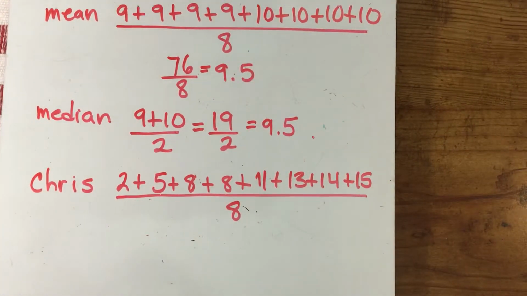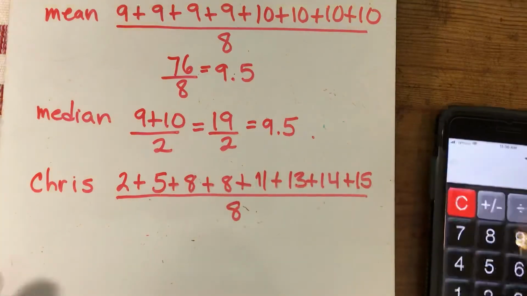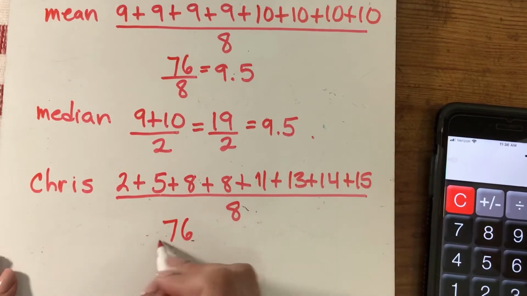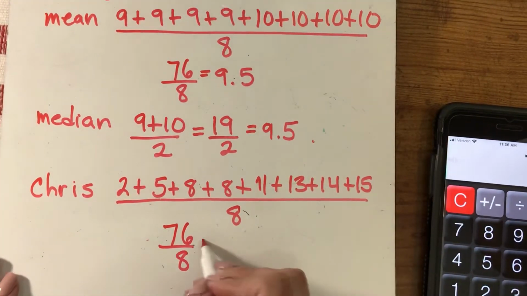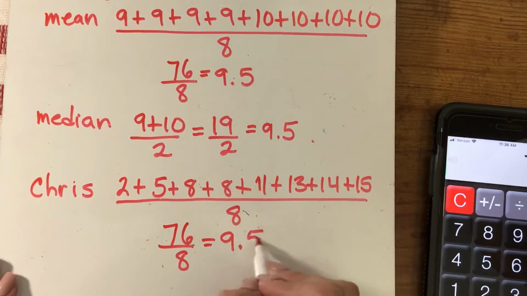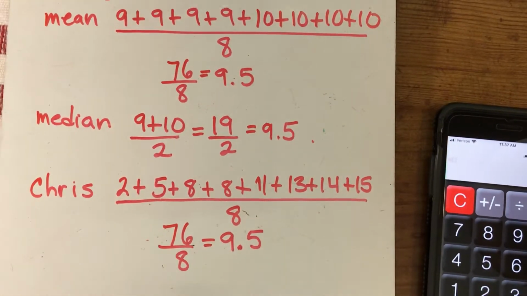And if I'm going too fast, make sure you guys are pausing the video. Plus 8, plus 8, plus 11. Okay, oh, look at that. 76 over 8. Isn't that the same thing that the mean was for Terry? It sure was. So Chris's mean is also 9.5.